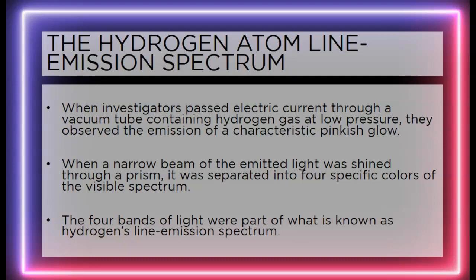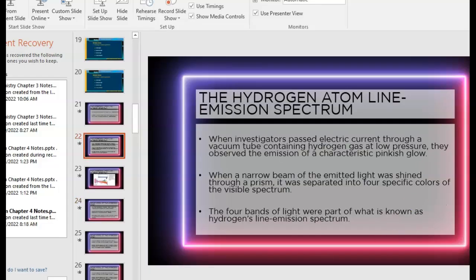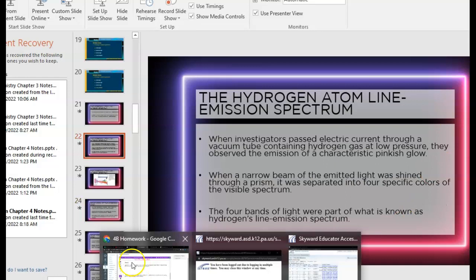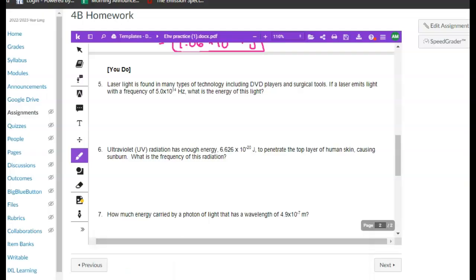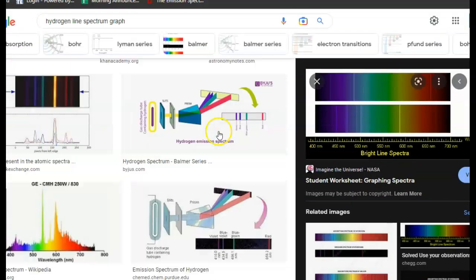So when investigators passed an electric current through a vacuum tube of hydrogen at low temperature, or low pressure, they observed the emission gave a characteristic pink glow. Now, for those of you who are here, you can see it if we look at the lenses, but I'll put a picture up for those of you who are watching online.